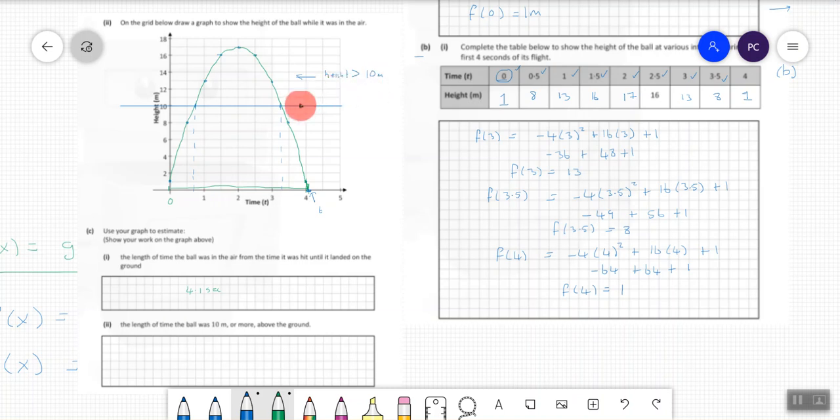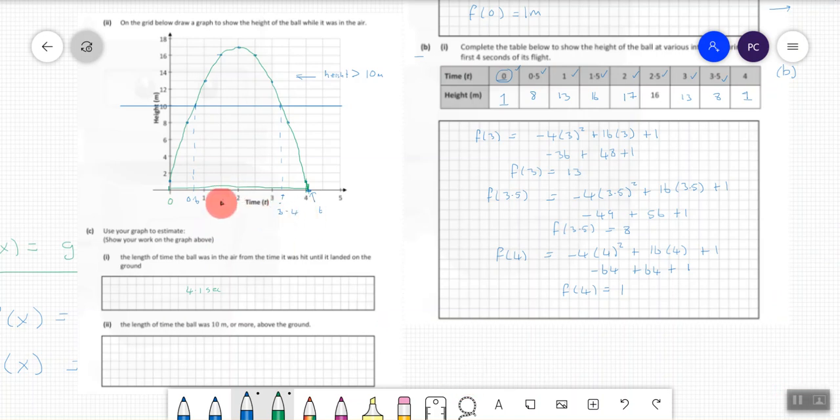So we want to try and figure out how much time that is. So let's say this is roughly about 0.6, and then here it's about 3.4. Okay, so that's that time there, and this time here. So it's about 3.4. So then we want to work out what's the time between those two.